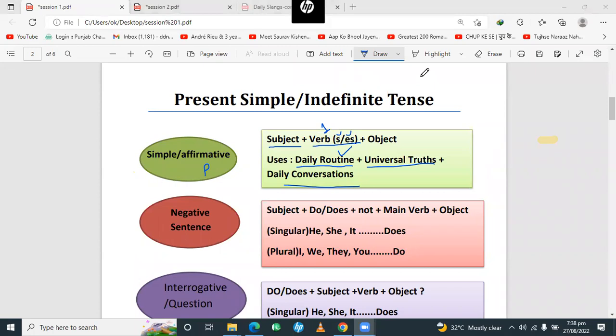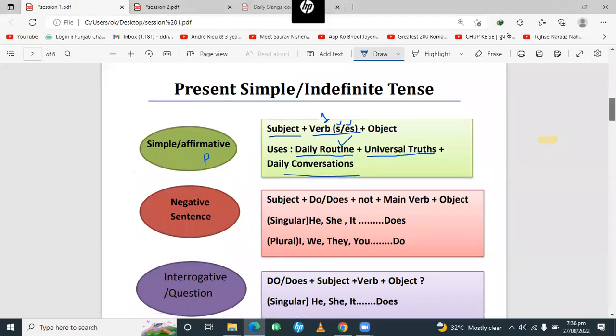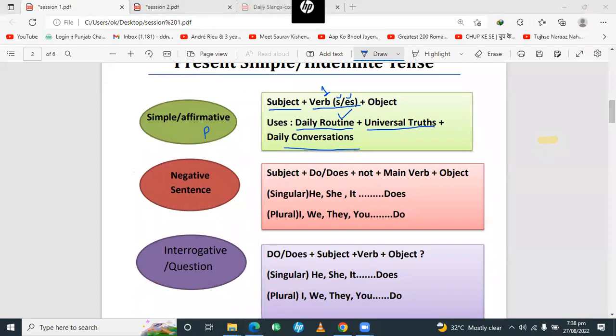Mostly with the habitual stuff, this is used. I'll go with the examples right now. Just focus on the structure. Try to understand the structure, then I'll give you the examples.